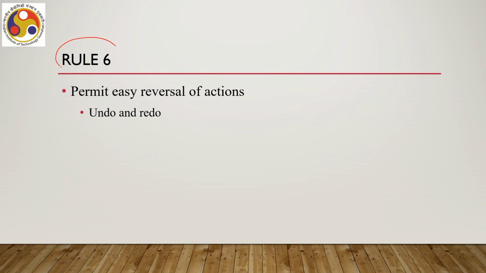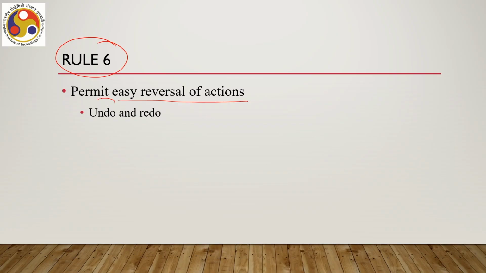In relation to this, there is another rule, rule 6, that is permit easy reversal of actions. So, I have made some mistakes, now I want to rectify them. So, the reversal of the action that led to the mistake, that led to the error, is an important design objective. Ideally, we should keep the reversal option there, so that the user can come back from the erroneous situation. So, we have all heard of the facilities called undo and redo. These are primarily meant for that only, that is, permit easy reversal of action.